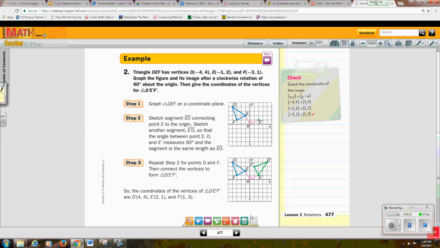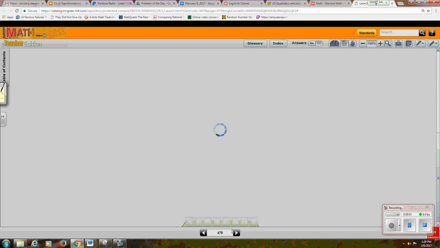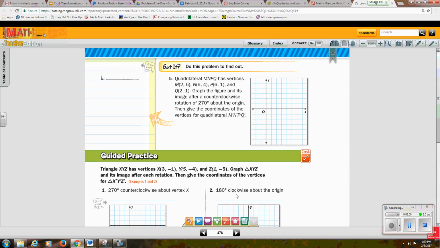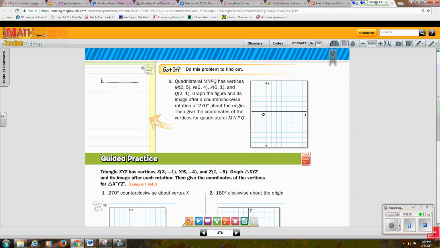We're going to turn to top of page 478, and we're going to do this very top picture. Quadrilateral MNPQ has the following vertices. Let's graph these. M is at 2, 5, so 2 over, 1, 2, 3, 4, 5 up. Here's M. N is at 6, 4: 1, 2, 3, 4, 5, 6, then 1, 2, 3, 4. There's N.